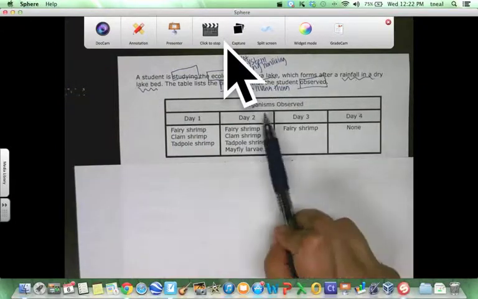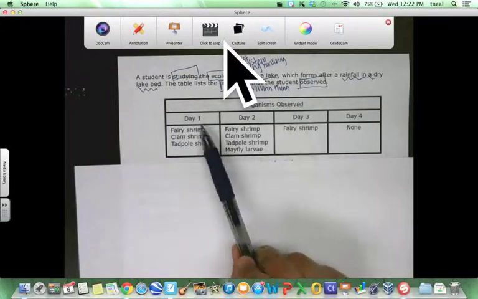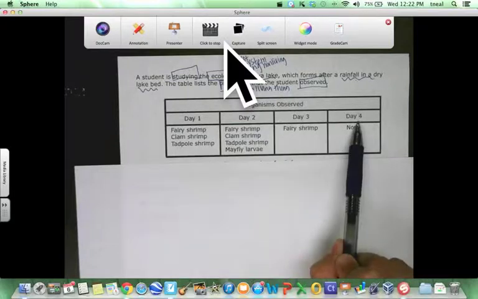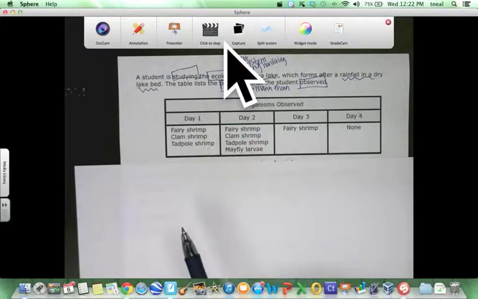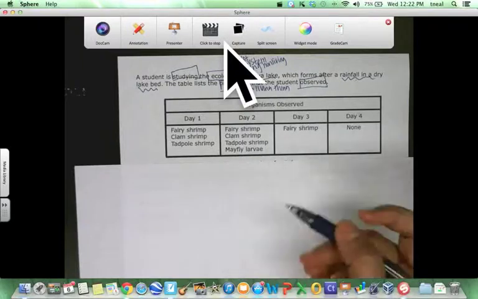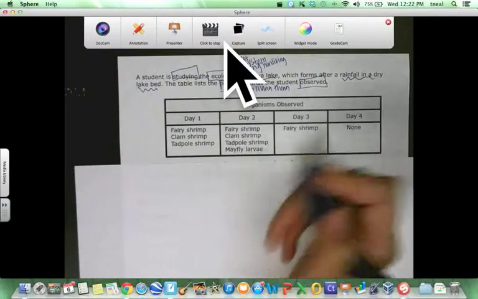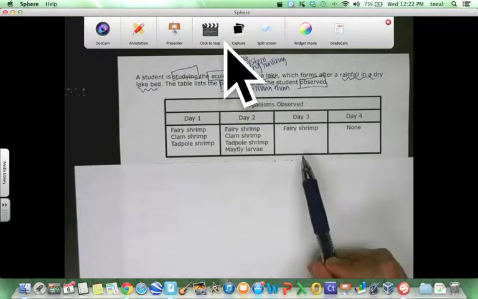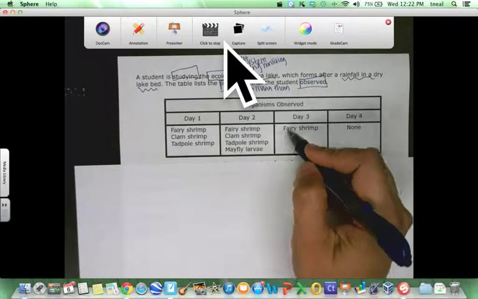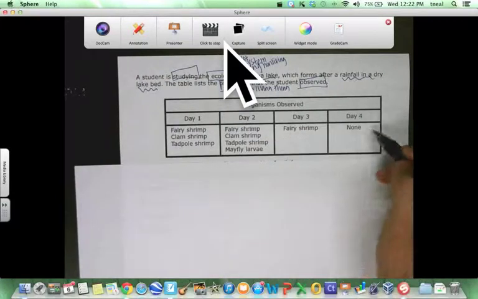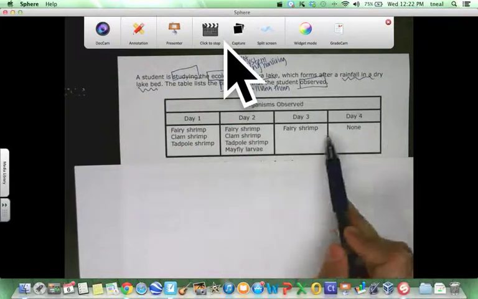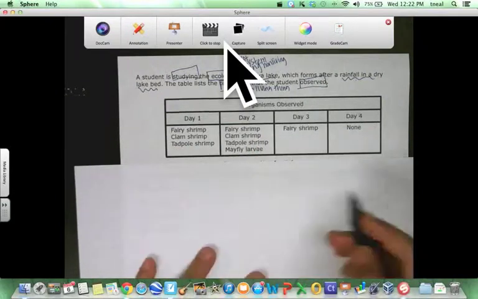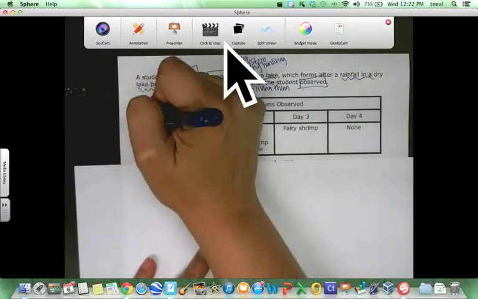Organisms observed. So she observed it for 4 days. On day 1, she saw fairy shrimp, clam shrimp, tadpole shrimp. On day 2, you'll notice she observed one more than on day 1. On day 3, she observed 3 less, and on day 4, she didn't observe anything. Notice, I'm just looking at the table and finding similarities and differences. Okay?